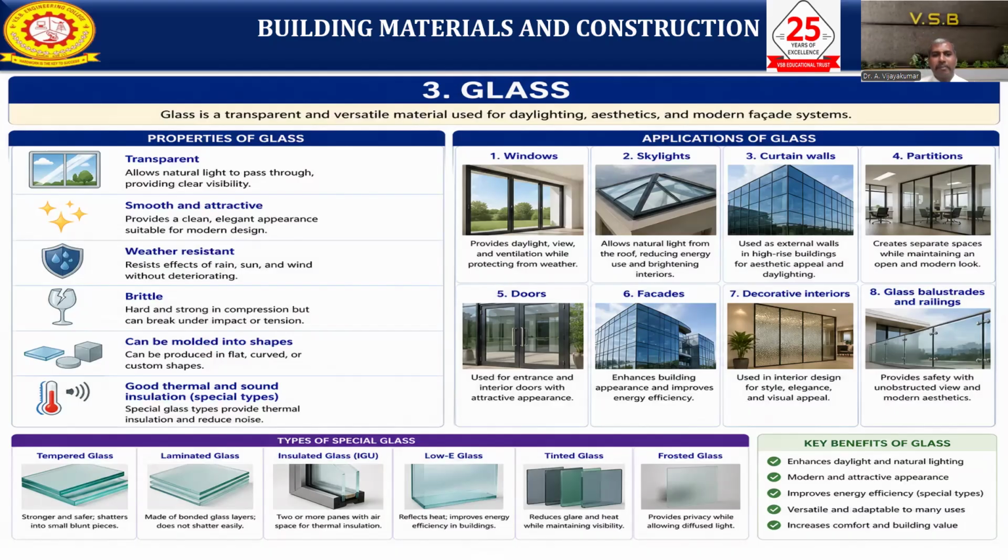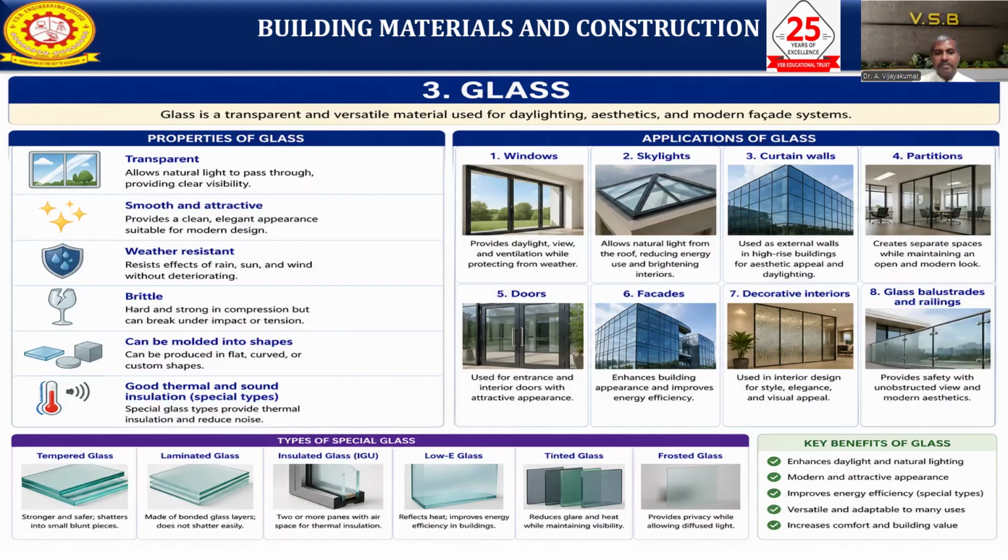We also have different types of glass. That is called tempered glass. It is strong and safe, and when it shatters it breaks into small blunt pieces. Laminated glass is made by bonding layers of glass one by one, and it does not shatter easily.